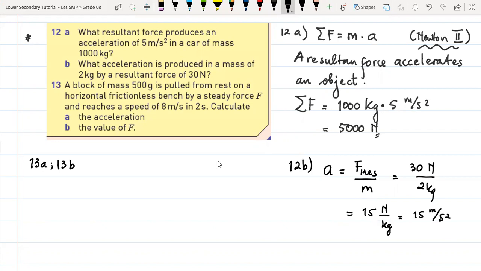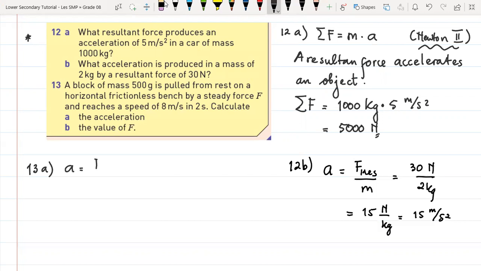Okay, what about number 13a? How do you do it? A block of mass 500 g is pulled from rest on a horizontal frictionless bench by a steady force F and reaches a speed of 8 meters per second in 2 seconds. Calculate the acceleration. How do you do the acceleration? How can you calculate it?